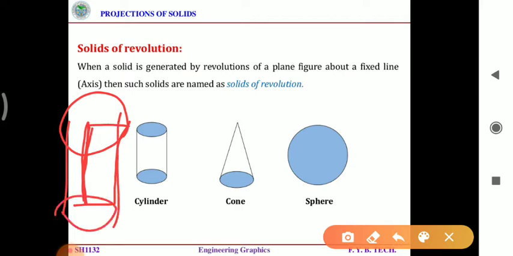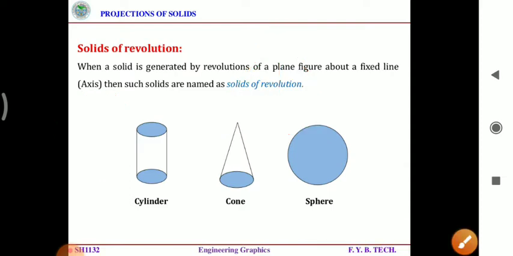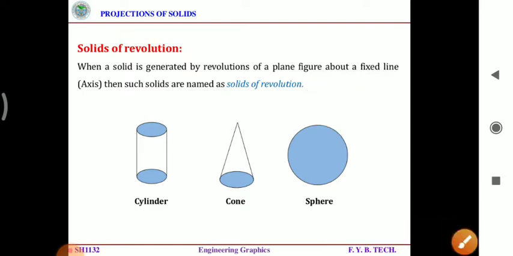Okay. Same way, the cone. If I rotate a right angle triangle about one edge, this edge or this edge, if I rotate about this edge, it will create it like this. So the surface is a curved shape. Okay, how do you get a sphere? If I rotate a half circle about this diameter, it will create a sphere. That's why these are called solids of revolution: cylinder, cone, and sphere.